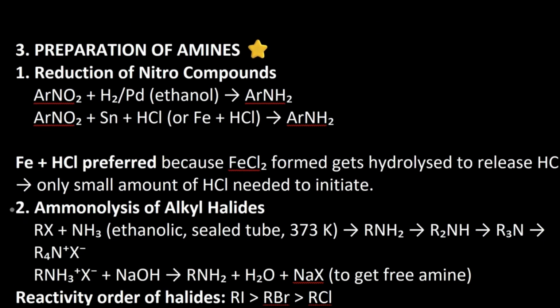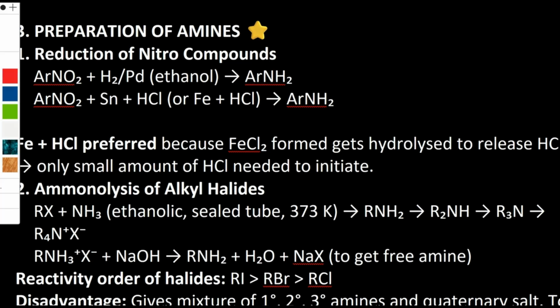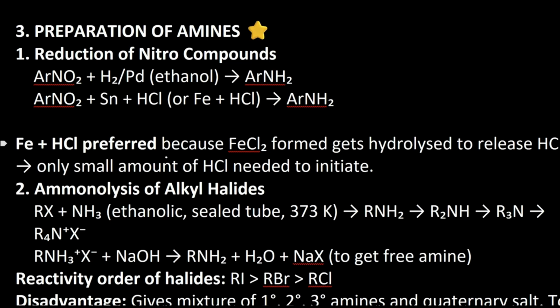Then moving on to the preparation of amines. As a regular preparation, they can be prepared by reduction of the nitro group using hydrogen with palladium, or Sn/HCl. We can also use Fe/HCl. Fe/HCl is more preferred than Sn/HCl, because the FeCl2 formed gets hydrolyzed and releases HCl that can be used again for the reaction. So that's why we use the Fe plus HCl combination.